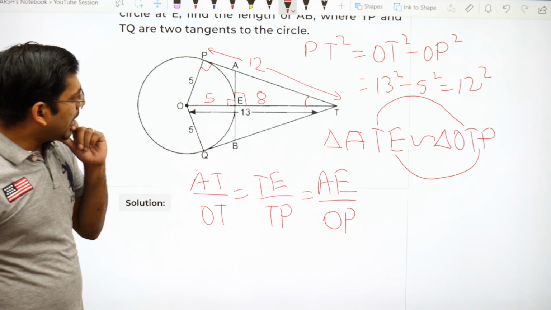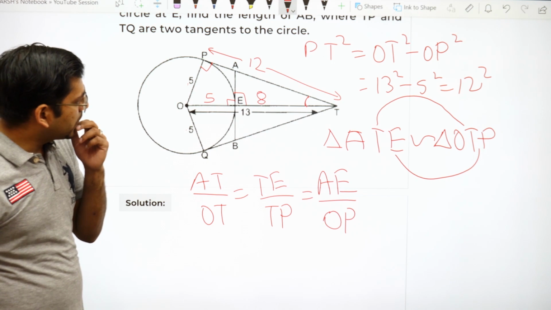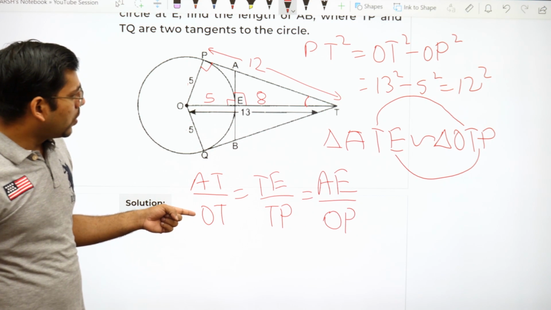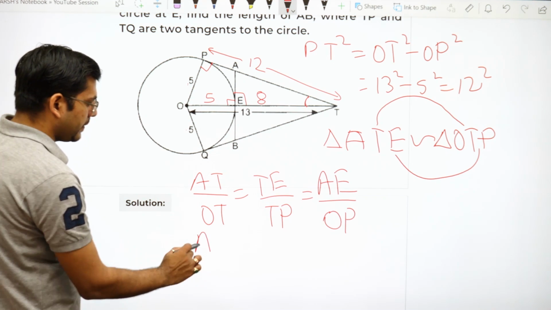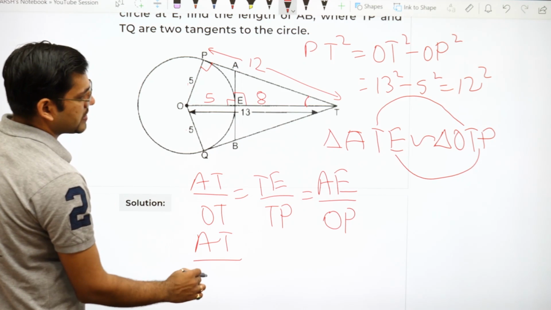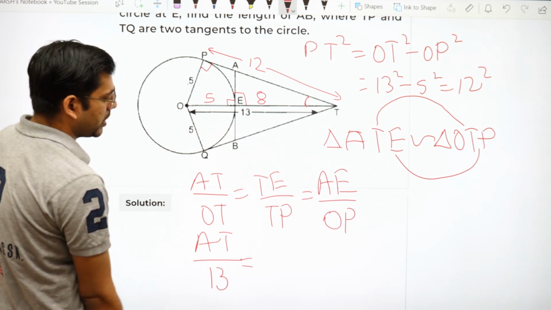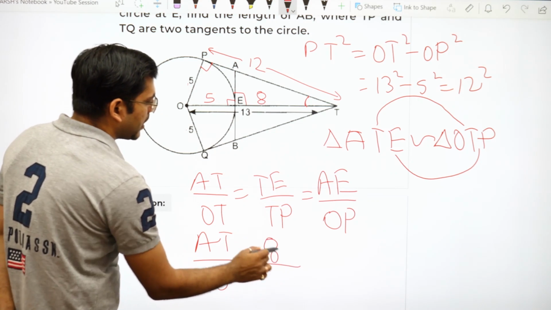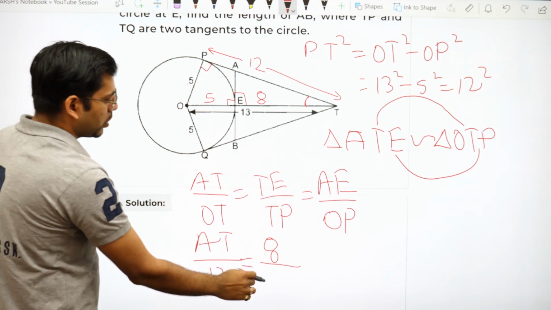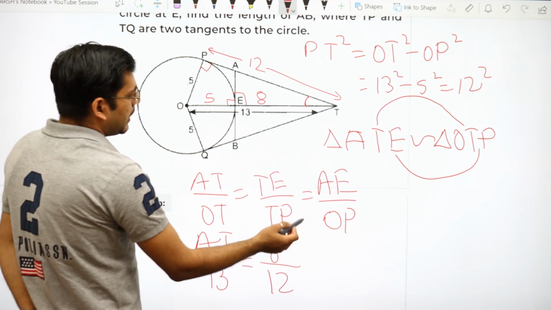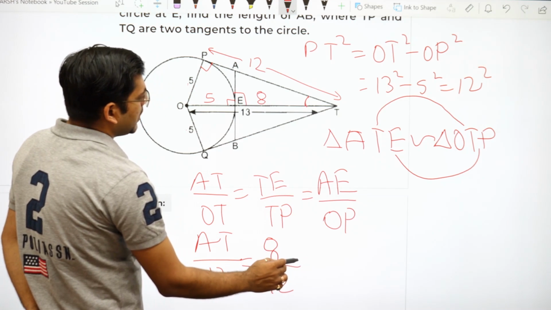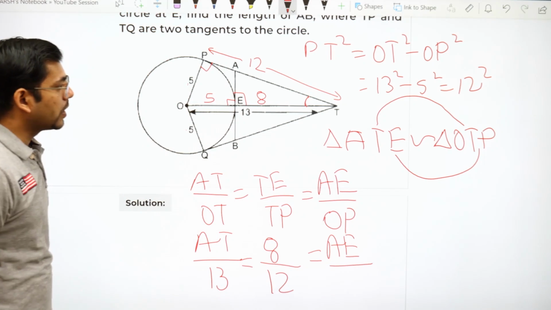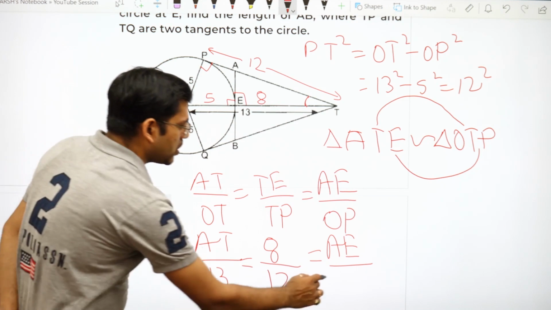Now see which values you have. AT we do not know. OT we know. So AT divided by OT, OT has a value 13, equal to TE. Do we know TE? Yes, we know TE is equal to 8, divided by TP. TP, yes, we know TP also, that is 12. And I guess thereafter nothing is required. AE, because we do not know AE, divided by OP. OP, yes, we know OP also, that is 5.